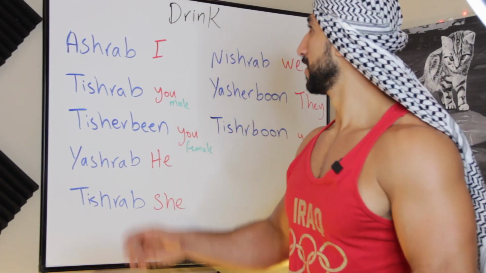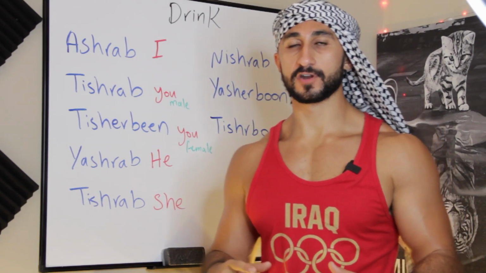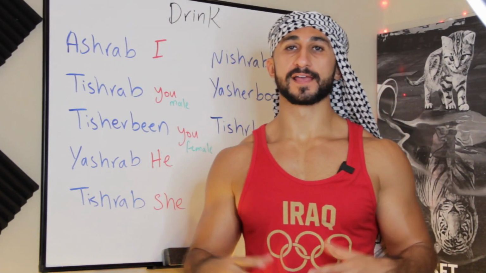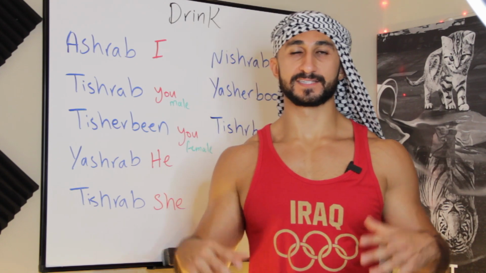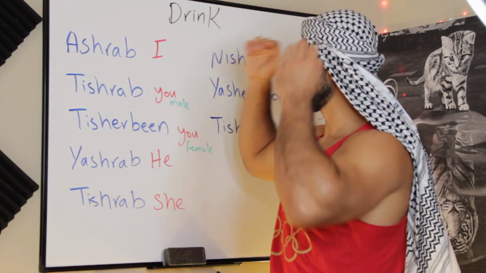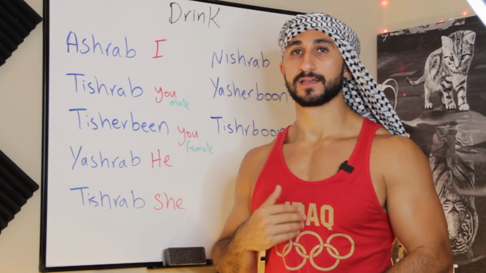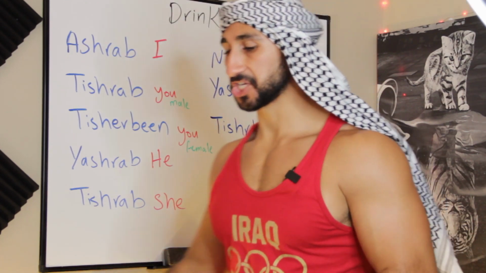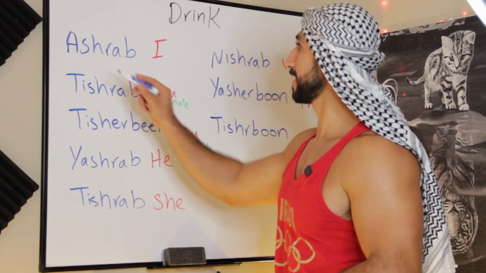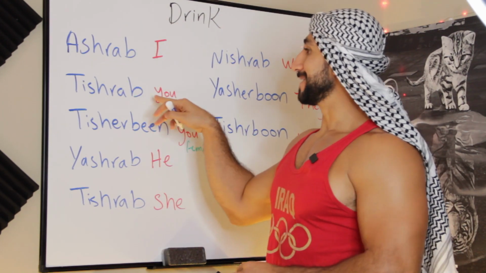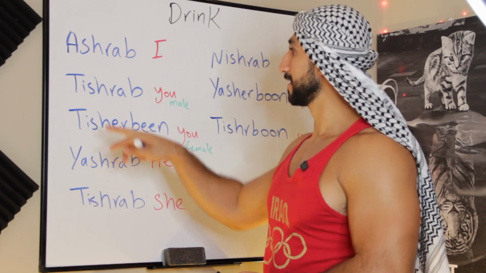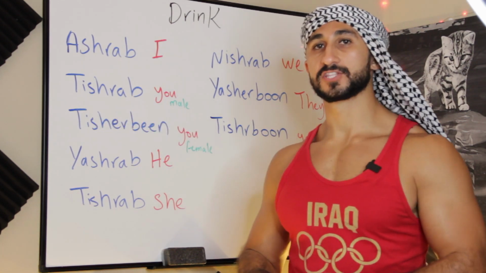So let's go ahead and teach you how to say the verb drink. The first verb here, as I told you, is drink. The verb is yishrab. Yishrab is drink. Now let's go ahead and conjugate it for all the pronouns. So I, ani, ashrab. Ani, ashrab. Okay, ashrab. Inta, you male, tishrab.